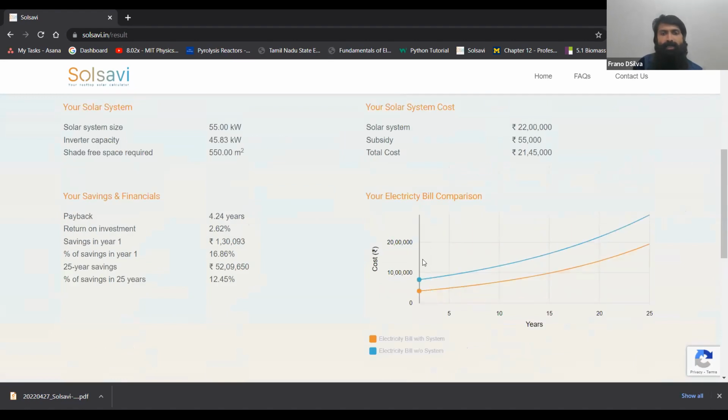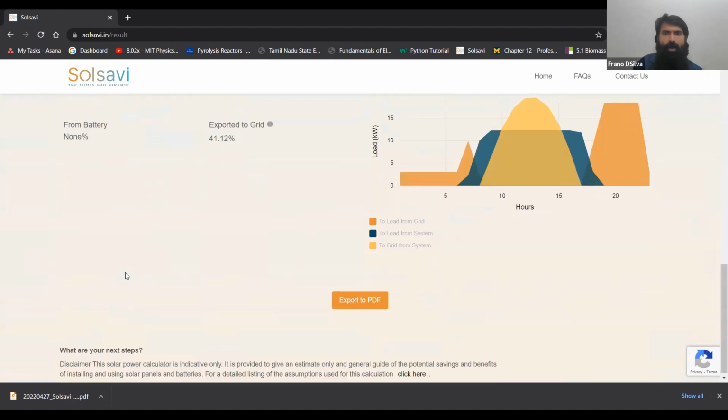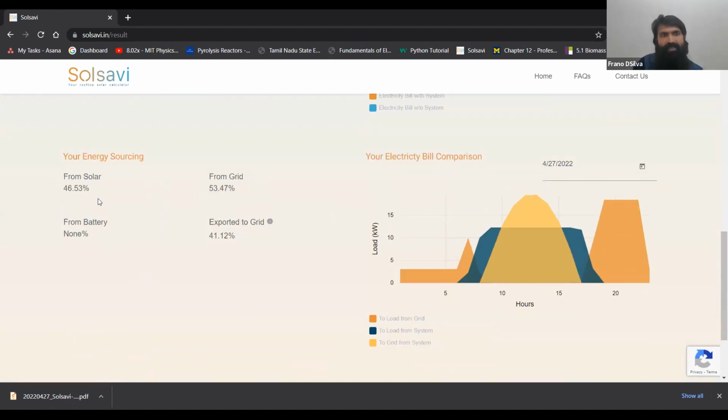We can further see the comparison of the electricity bill with the system and without the system, and how much our potential savings are for 25 years, which is represented on the left under 25 years saving. From this system, we see that 46% of the load is supplied by the solar system, while 53% of the load is supplied by the grid electricity.